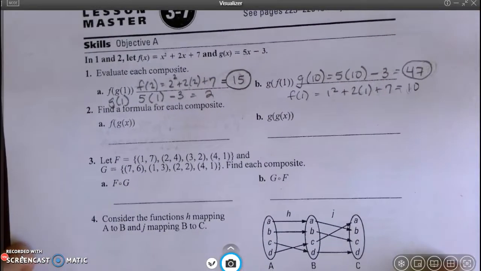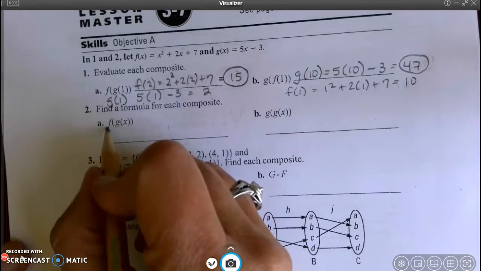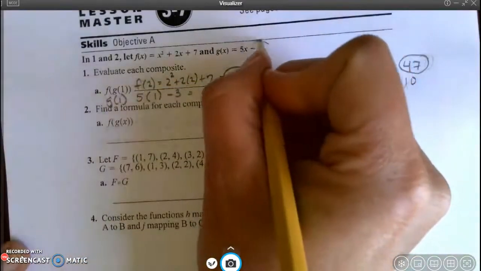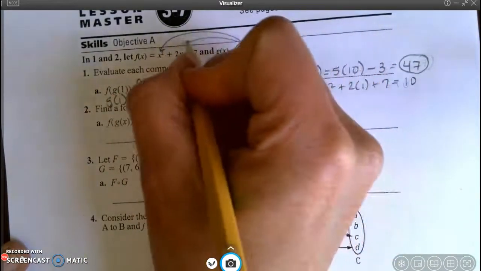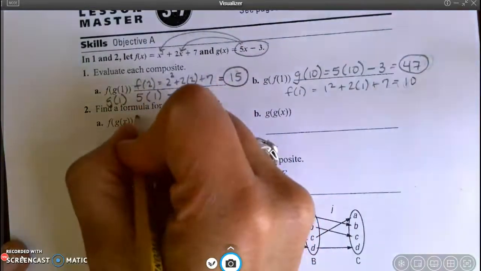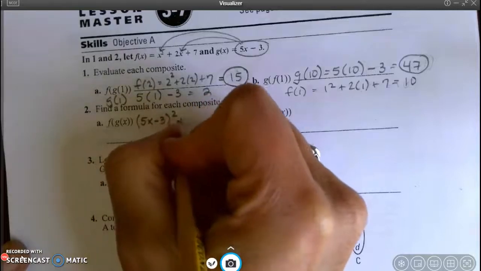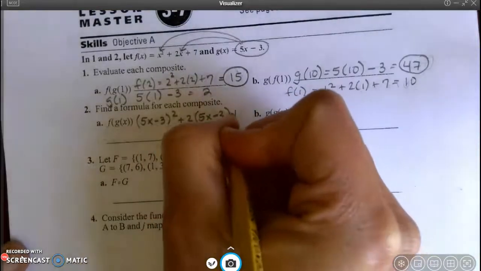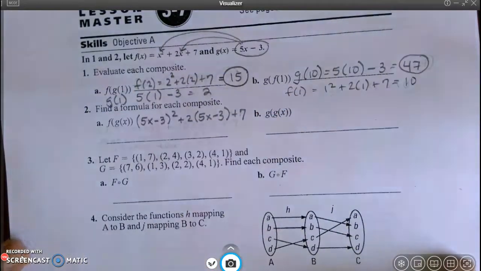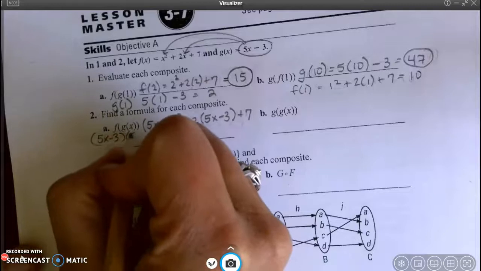Okay. Now, for number 2, I'm not going to substitute a number in, I'm just going to find a formula. So I'm going to put the g function into the f function. So I'm going to take this 5x minus 3 and put it in for x here as well as here. So I get (5x minus 3) squared plus 2 times (5x minus 3) plus 7. Alright, I've got to square this 5x minus 3, so I've got to FOIL it.